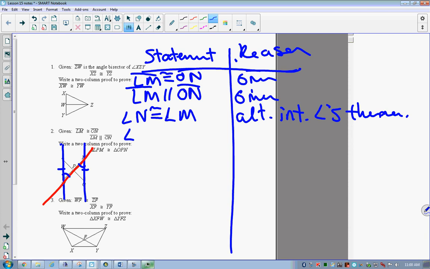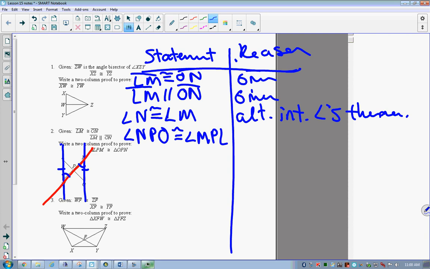Angle what? NPO, okay. It's congruent to angle what? No. If you're doing NPO, and we're talking about alternate, we're seeing that these angles are congruent. Okay, then if you're doing NPO, then you have to do MPL, right? So MPL. Okay, what's your reasoning?